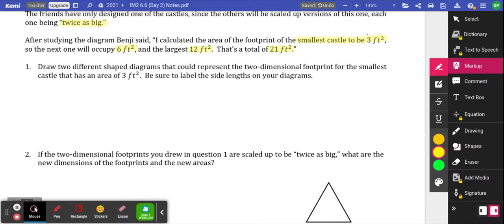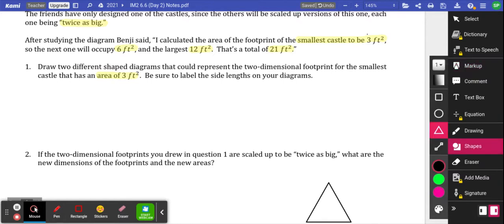Okay, what we're going to be doing is we're going to be seeing if he is correct in this statement. So our first problem says to draw 2 different shape diagrams that could represent the 2-dimensional footprint for the smallest castle that has an area, remember, of 3 feet squared. And we need to label our side lengths on the diagram. So let's make 2 different shaped footprints. So our first footprint we're going to make is going to be a rectangle, and the other footprint we're going to make is going to be a triangle.